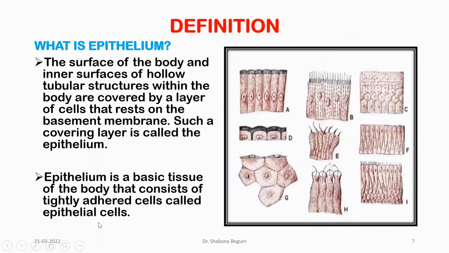So, what is the epithelium? The surface of the body and the inner surface of the hollow tubular structures within the body are covered by a layer of cells which rests on the basement membrane. Now, this covering layer is known as the epithelium. So, this epithelium is one of the basic tissues of the body, which consists of tightly adherent cells, which are known as the epithelial cells.